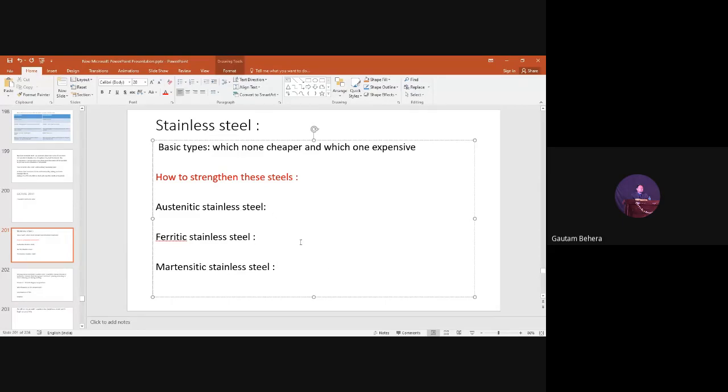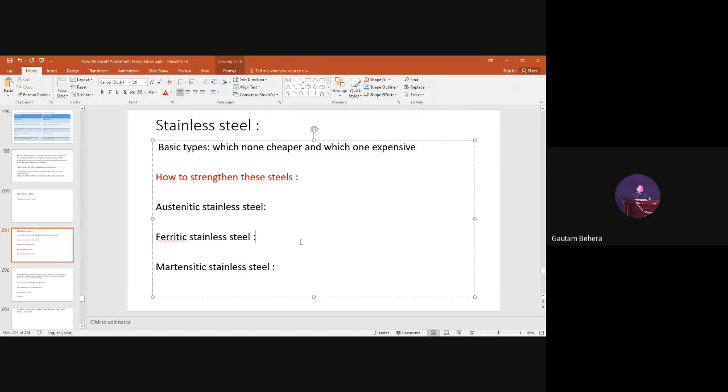Some people classify stainless steels on the basis of series, like 200 series, 300 series, 400 series. I'm not going into details of that, but if somebody asks what these series are, basically the 200 series and 300 series belong to the austenitic stainless steels. 200 series means some people write 2xx, 300 series means 3xx, 400 series means 4xx, right?